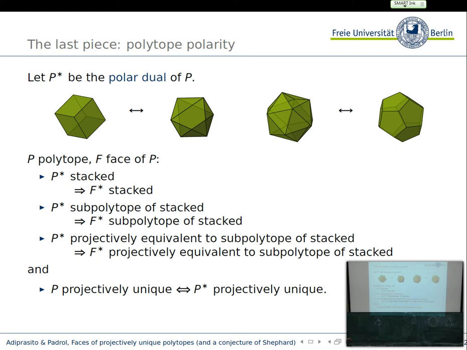And this has the property that if my dual is stacked, then the dual of every facet is stacked. So if this was made with a truncation, then every face is also a truncation, because we are just truncating if we are touching it. Now, taking subpolytopes is also preserving this, because we're just taking a face out. So eventually, if we have something which is projectively equivalent to a subpolytope of a stacked polytope, all its faces will also be dual to projectively equivalent to a polytope of a stacked. But our polytope was projectively unique.